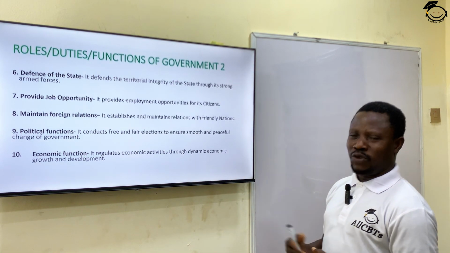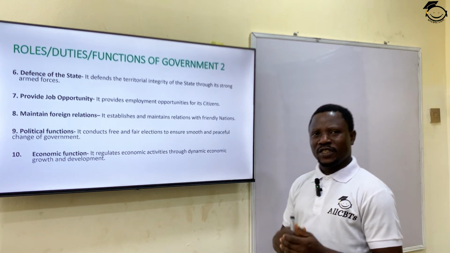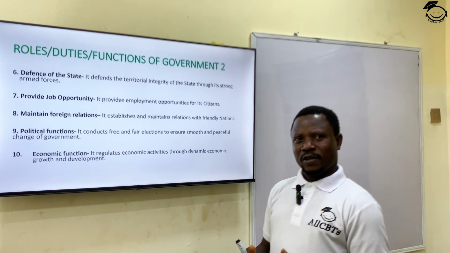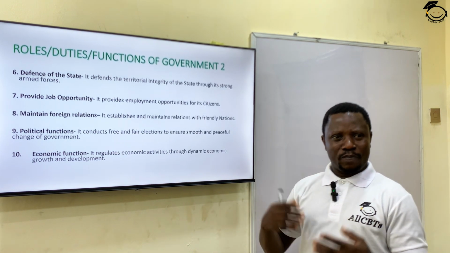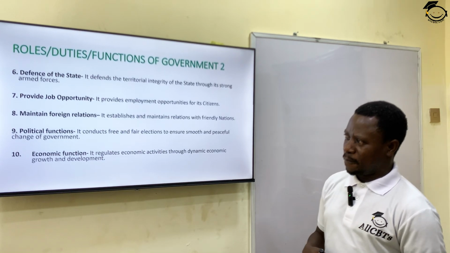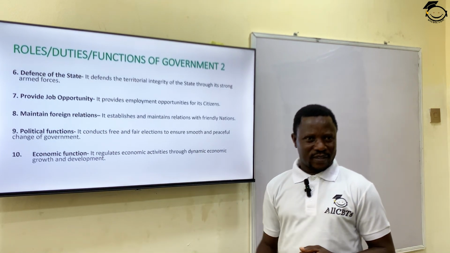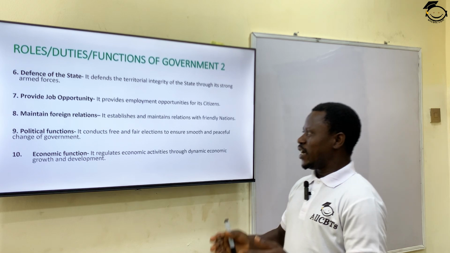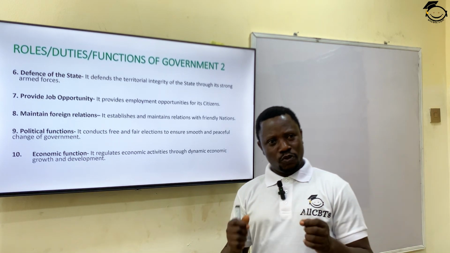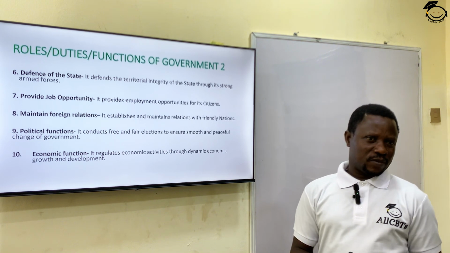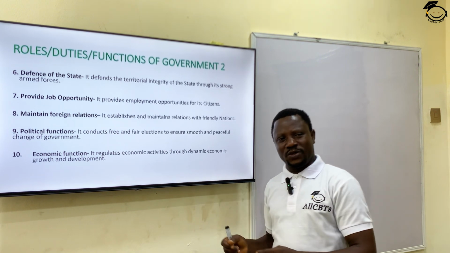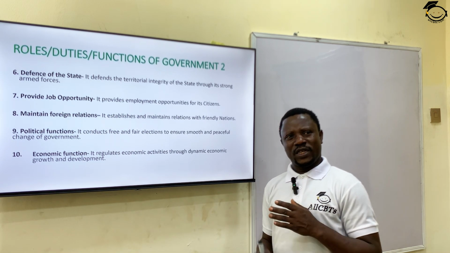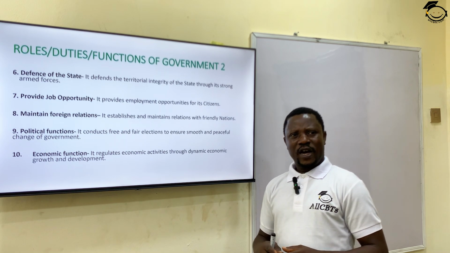What do we expect good government to do as part of this function? A good government maintains good relations with other nations, makes friends, makes policies in such a way that it will be for the benefit of the society and the people at large. Part of the functions of the government, number 9, is political function. The government is expected to conduct free and fair election for smooth and peaceful change of government. If government fails in this direction, there will be chaos in the society. There should be free and fair election, in such a way that it will bring about peace and smooth transition from one government to another.